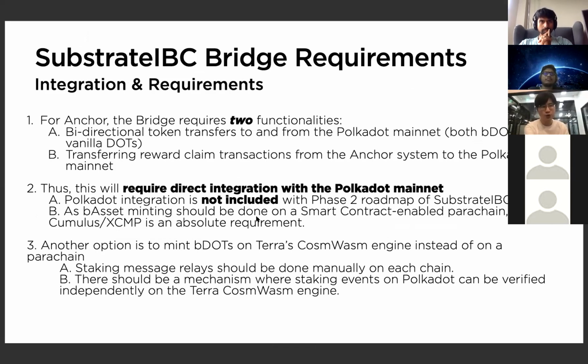So for integration and requirements, first of all, for Anchor, the bridge requires 2 large functionalities. So first one is that we need bidirectional token transfer to and from the Polkadot mainnet. And second, we need to be able to transfer rewards. We need reward claim transactions from the Anchor system to the Polkadot mainnet. And thus, this will require direct integration with the Polkadot mainnet. And as described with the specification of Wormhole, this Polkadot integration is not included in the phase 2 roadmap of Substrate IBC. And as BMAT asset minting should be done on a smart contract enabled parachain, Cumulus and XCMP is an absolute requirement for us.